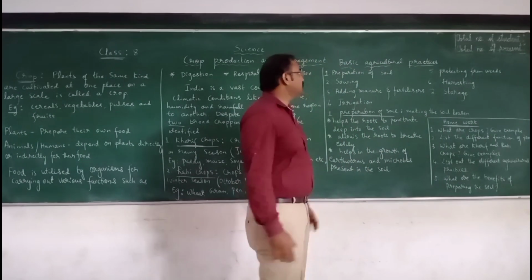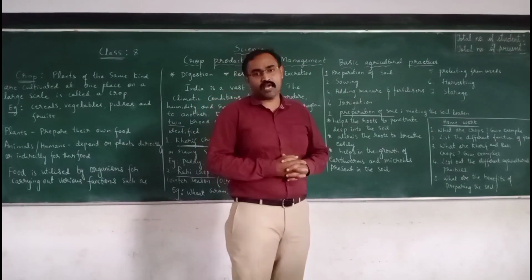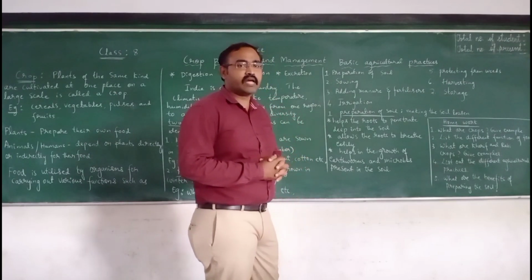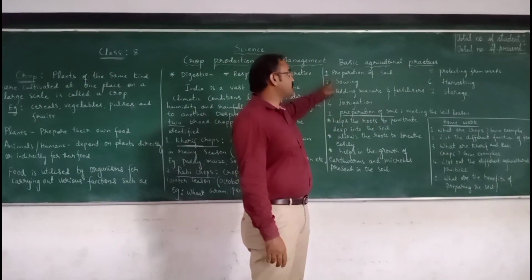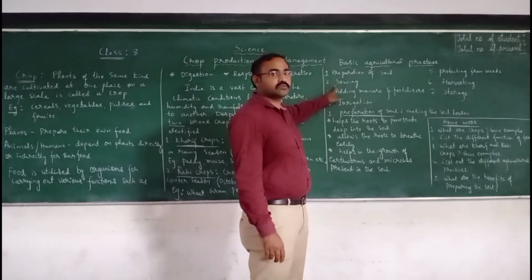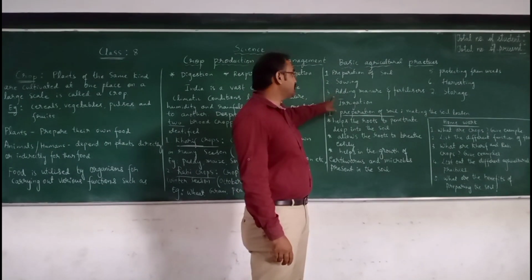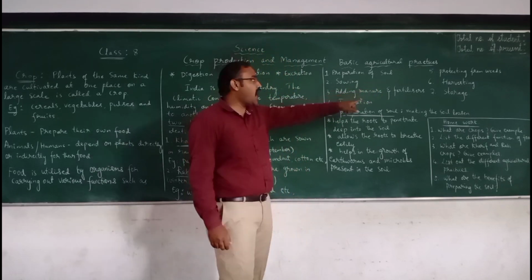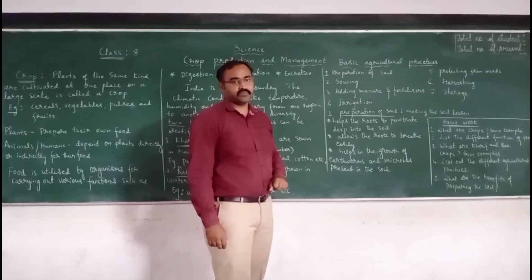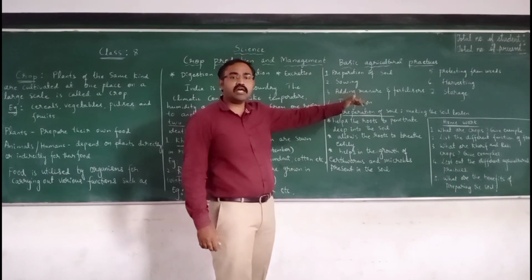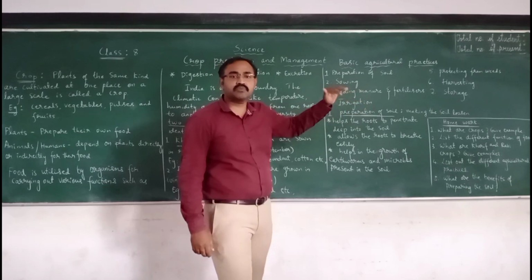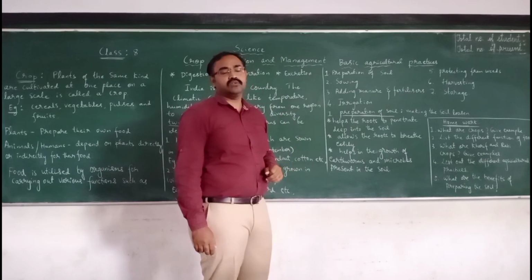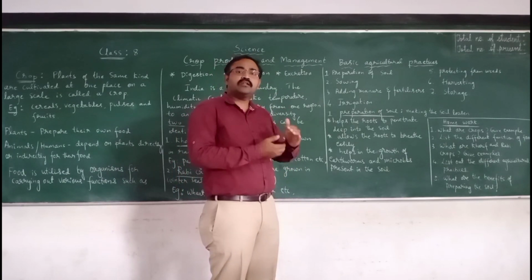Now let us learn what the basic agricultural practices are. They are: preparation of soil, sowing, adding manure and fertilizers, irrigation, protecting from weeds, harvesting, and storage. These seven basic practices must be followed while practicing agriculture, and they are to be followed one after the other.